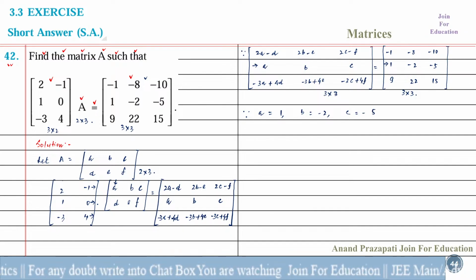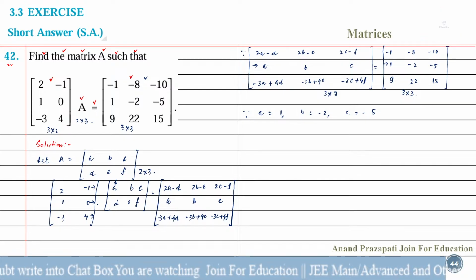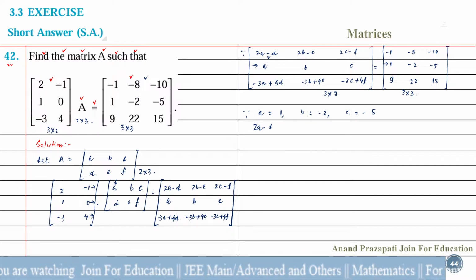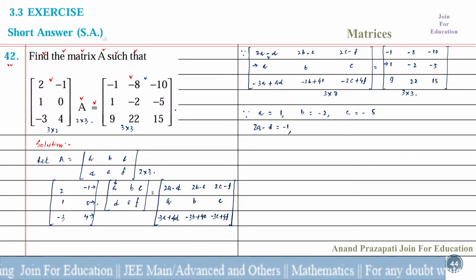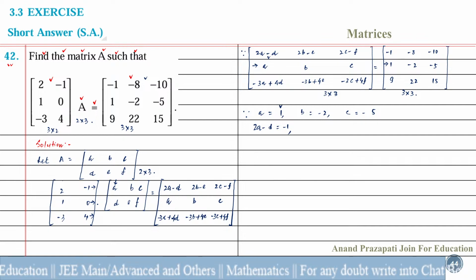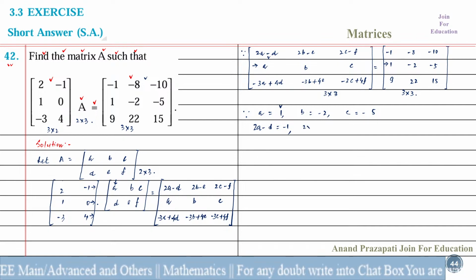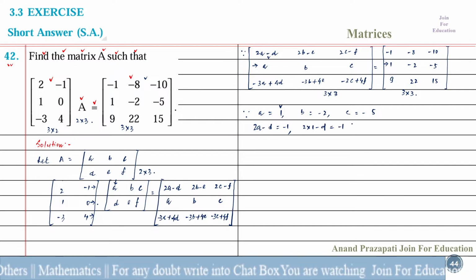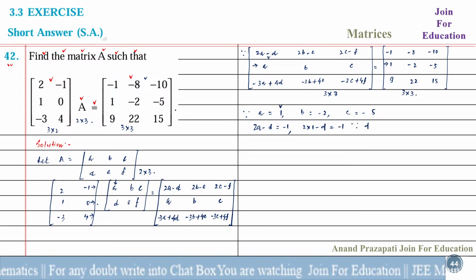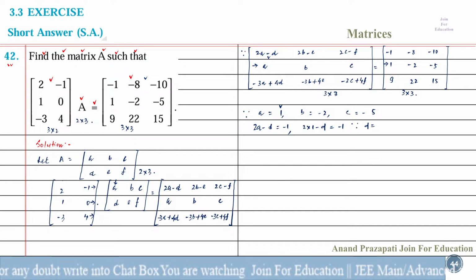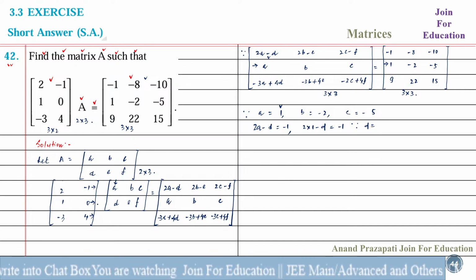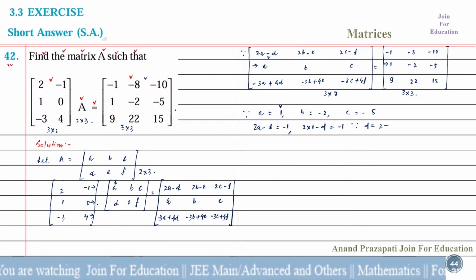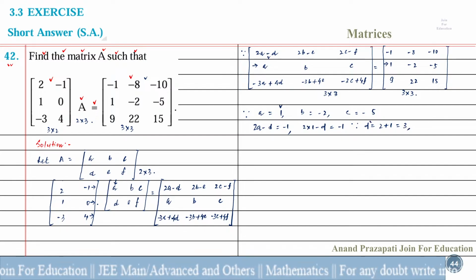Now we find D from here. We write 2a minus d equal to minus 1. Now putting the value of a, we write 2 into 1 minus d equal to minus 1. Therefore d moves to the right hand side, then minus becomes plus, and minus 1 moves to the left hand side, then this will be 2 plus 1 equal to 3. So d equal to 3.